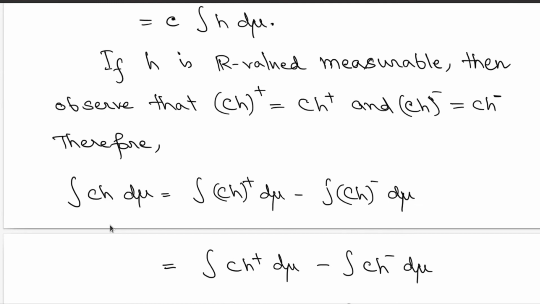How do you do it for real valued measurable functions? You just have to observe that the positive part of ch, that is c times h, is nothing but c times h plus. Because c is positive, this equality is true. Again, as c is positive, for the similar reason, the negative part of ch is nothing but c times the negative part of h. So that's it. You identify it this way, and then for h plus and h minus, which are non-negative measurable functions, use the result that was just proved.